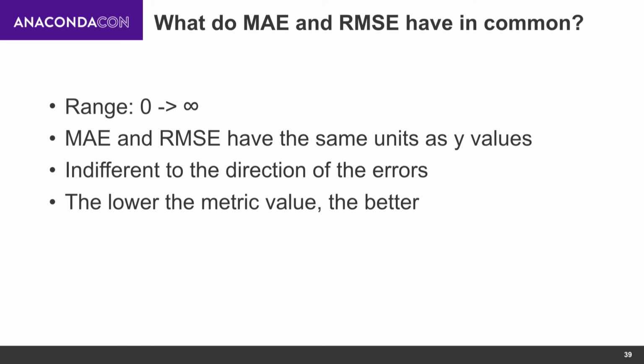The mean absolute error and root mean squared error have a lot in common. They range from 0 to infinity, and they have the same units as y values, so you can see the error that your model is making in the units of the target values. They don't care about the direction of the errors because the values of residuals are either squared or have the absolute value taken. And you want this metric to be as low as possible.